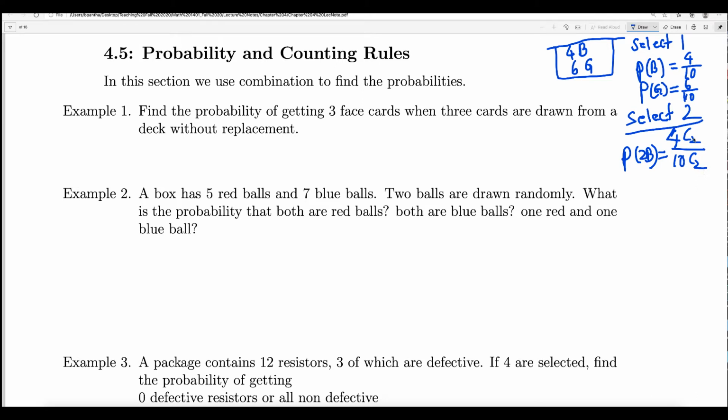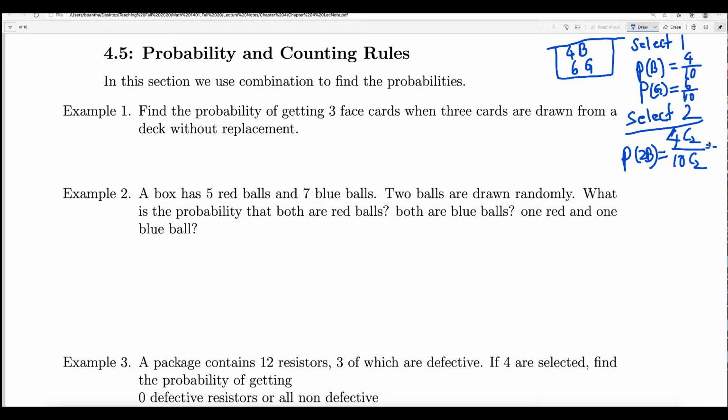So here you are trying to find the probability of 2 boys. Since there are 4 boys, you can pick 2 boys out of 4 boys in 4C2 ways, and the total number of ways goes to the denominator, that is, you are selecting 2 out of 10, which is 10C2, and you simplify that and get the final answer.